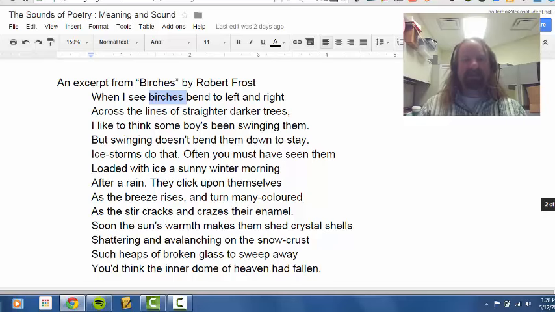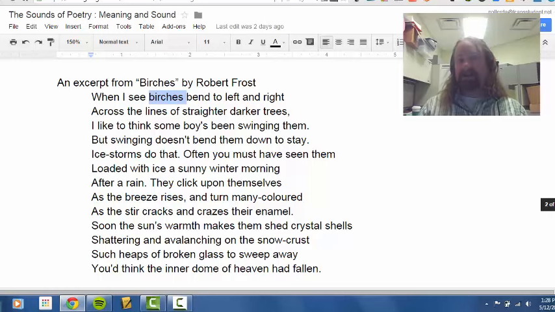Often you must have seen them loaded with ice a sunny winter morning after a rain. They click upon themselves as the breeze rises and turn many-colored as the stir cracks and crazes their enamel. Soon the sun's warmth makes them shed crystal shells, shattering and avalanching on the snow crust. Now, instead of the connection between birches and boy, we have new sounds that mean new things. I want you to look from ice storms do that to the end.